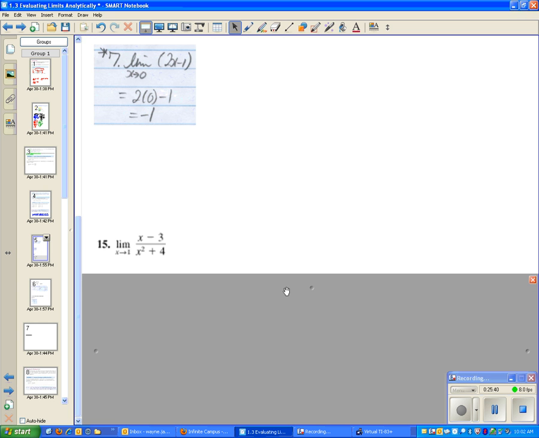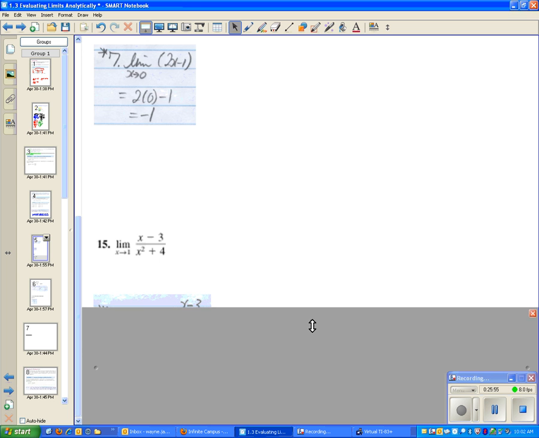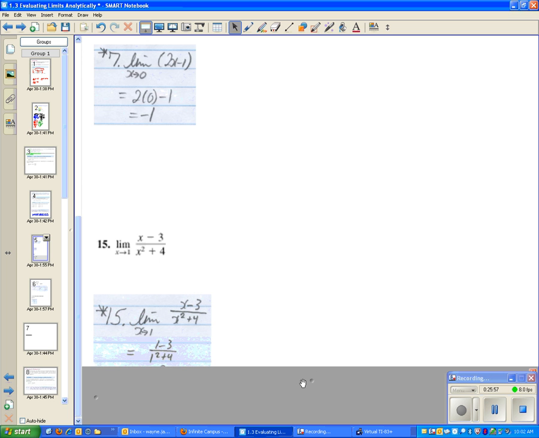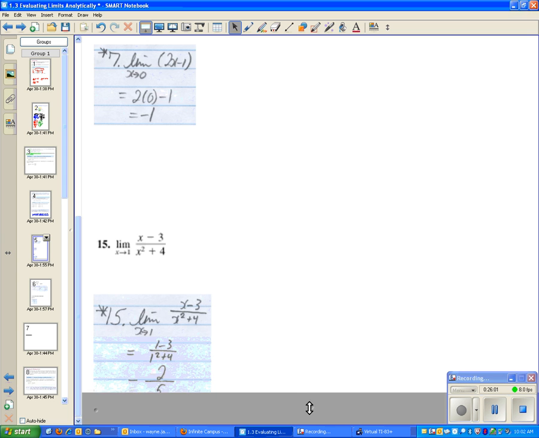Number 15. The limit as x approaches 1 of x minus 3 over x squared plus 4. Does substitution work? Let's see if it does. As long as we don't get 0 for our denominator, it works. So, 1 minus 3 over 1 squared plus 4. Negative 2 over 5. Negative 2/5.